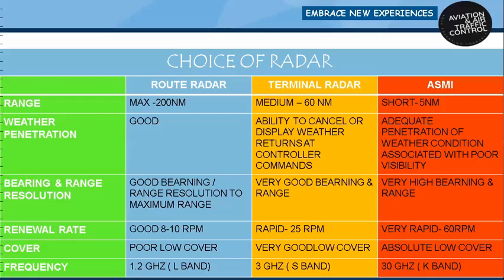Route radar operates in L-band, which is 1 to 2 gigahertz. Terminal radar operates in S-band near 3 gigahertz. And what about airport surface movement indicating radar? It operates in K-band, which is at 30 gigahertz.